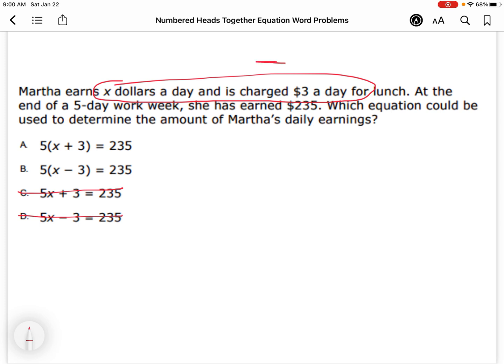At the end of a 5-day workday, she's earned $235. Which equation could be used to determine the amount of her daily earnings? So she earns X dollars a day and is charged $3 a day for lunch. So that would be this one.